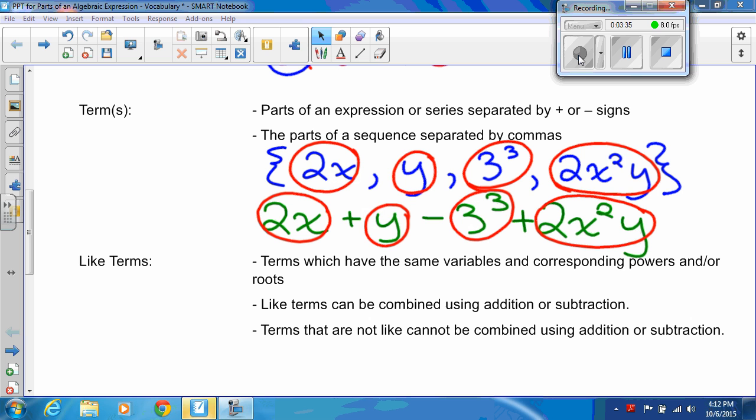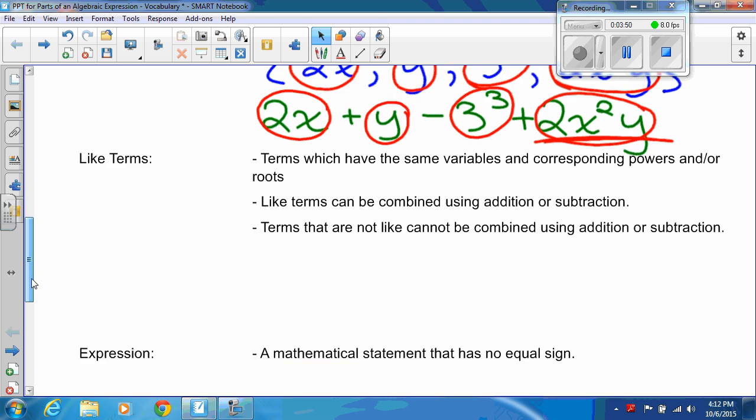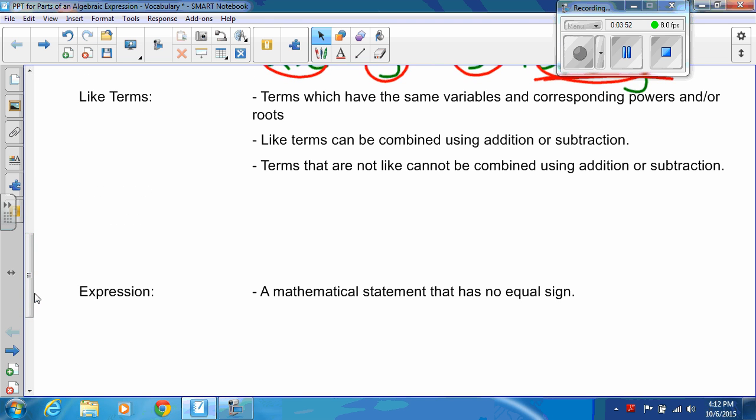Again, make sure that you're noticing that the plus or minus signs is what separates the terms. For example, like this one here, this was the 2x squared y. All of that together is one term. So altogether we have 4 terms in that expression that I just did. Okay, like terms. These are terms which have the same variables and corresponding powers and or roots. Like terms can be combined using addition or subtraction. Terms that are not alike cannot be combined using addition or subtraction.